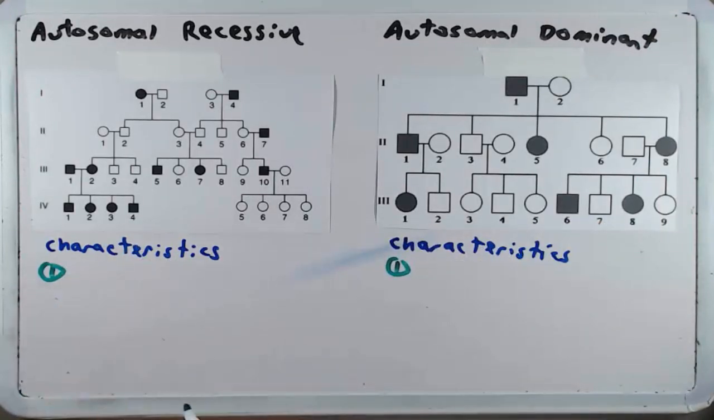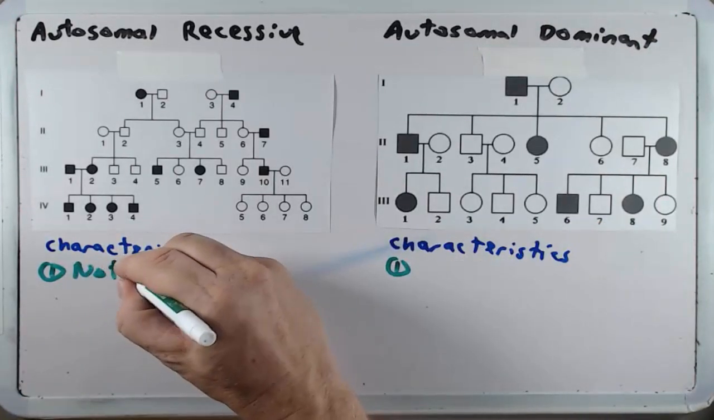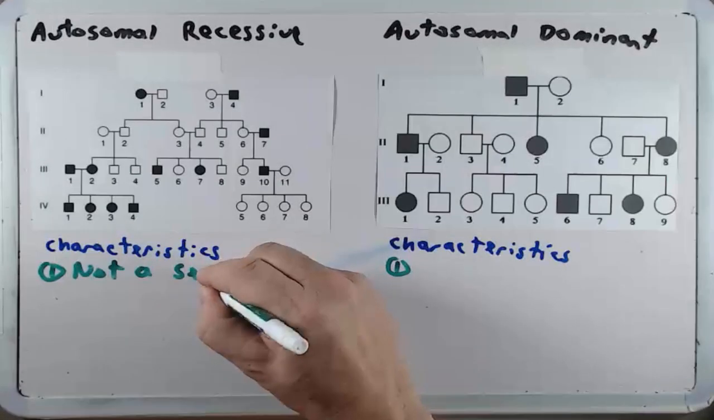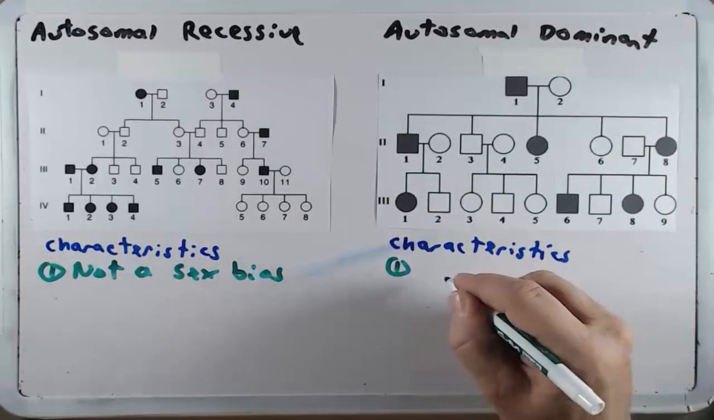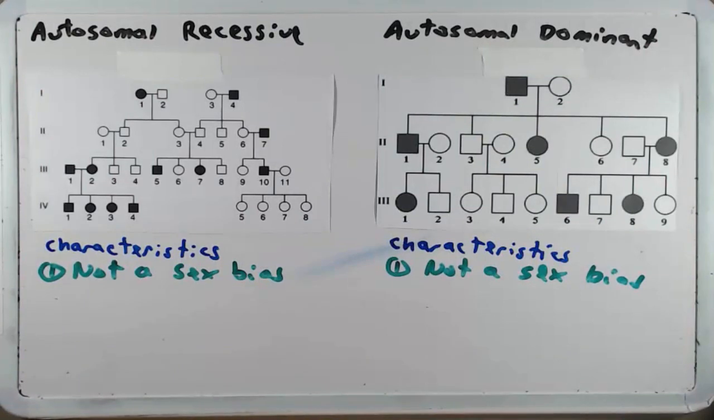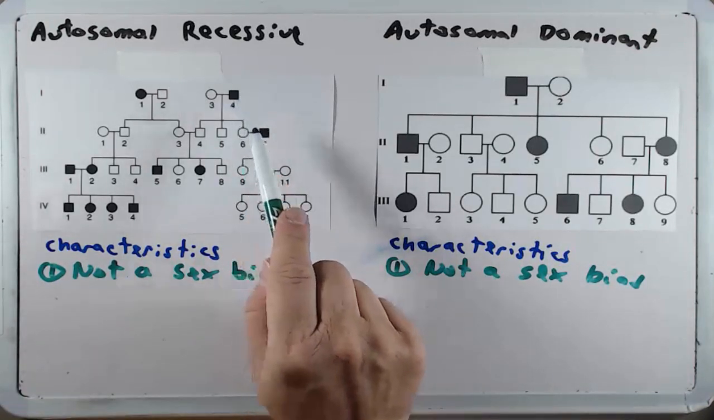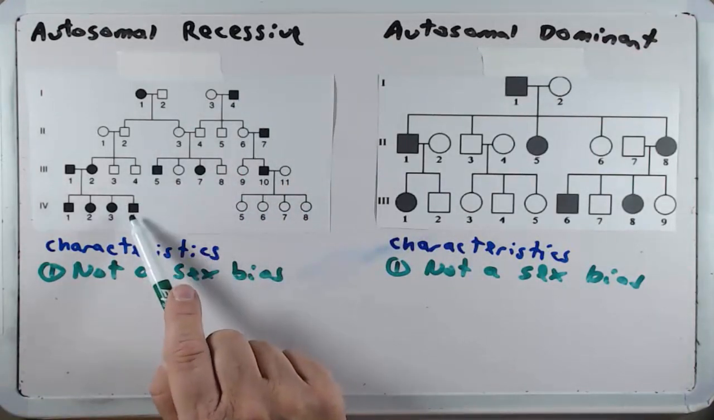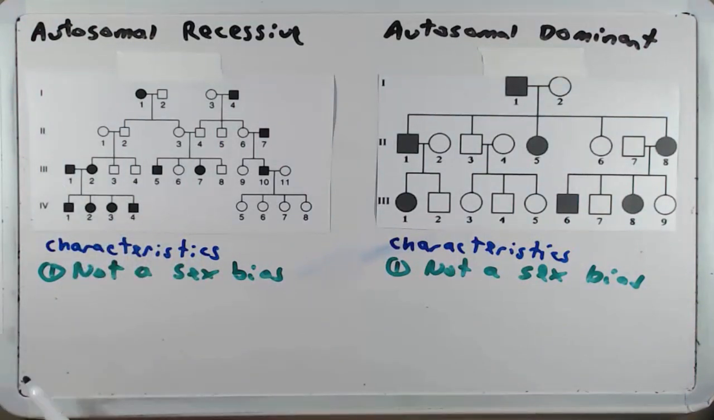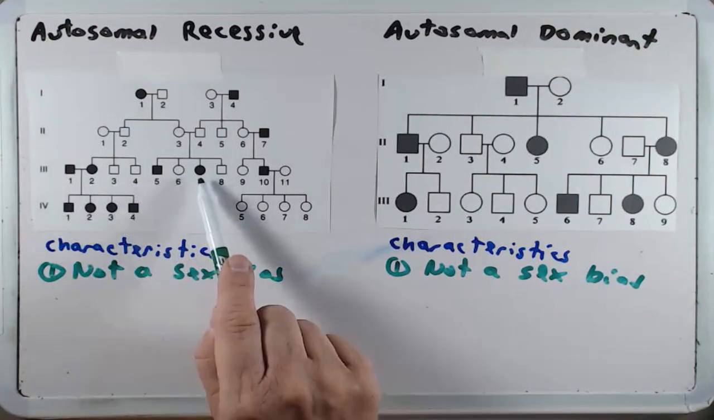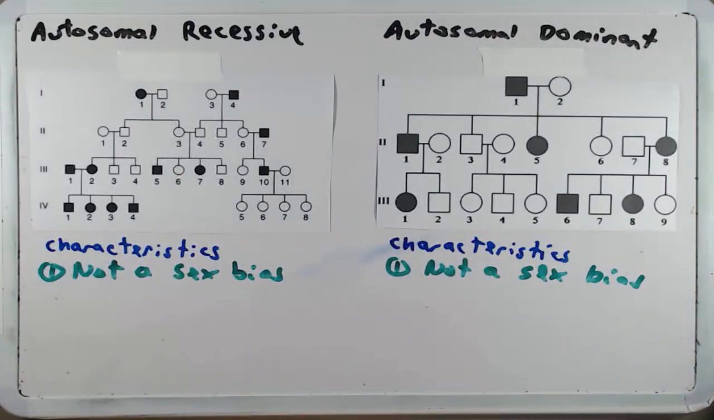The first is true for both of them. There's not a sex bias. Autosomal traits, you would expect to see roughly equal numbers of males and females with the trait. You can see that if you look at this pedigree here: 1, 2, 3, 4, 5, 6, 7 males, and then 1, 2, 3, 4, 5 females. It's a slight difference, but they're close. They don't have to be the exact same.